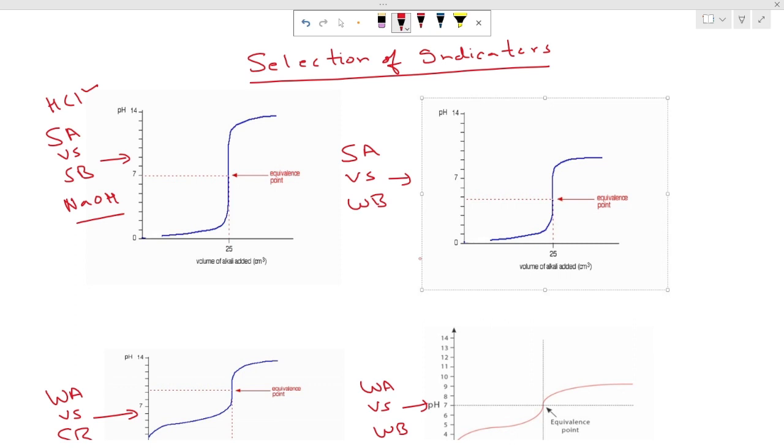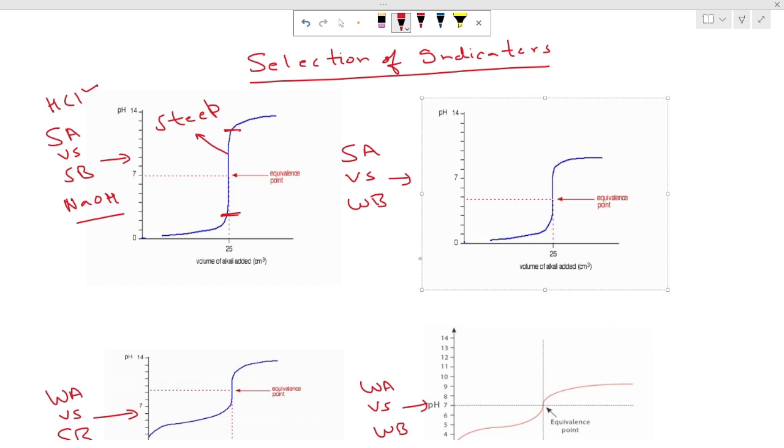So which indicator should I use for this titration? My answer is that all indicators which have their pH range in this area, from this point to this point, can be used here. All the indicators having pH range in this region, that is the steep region of the curve, can be used for this type of reaction. So to know the equivalence point, any indicator which is changing its color in this region, from this point to this point, can be used.